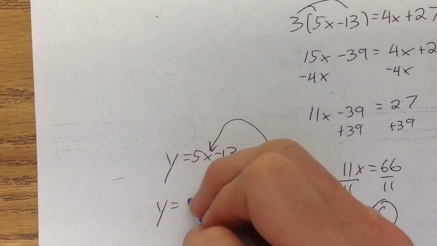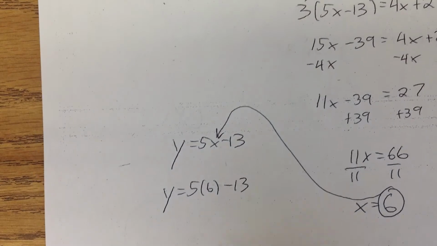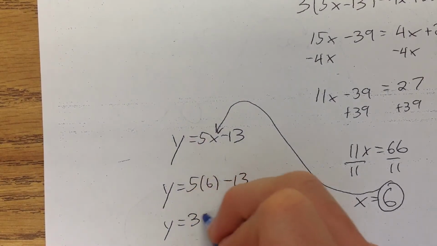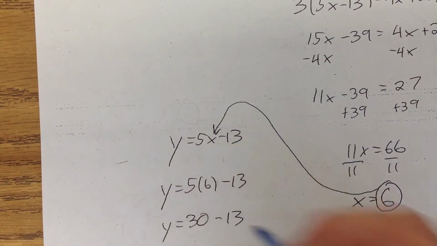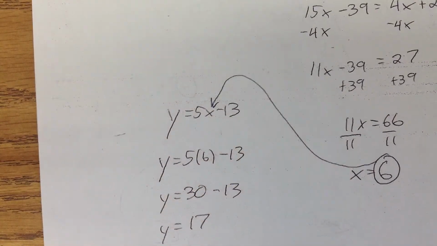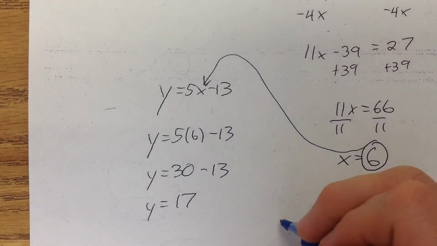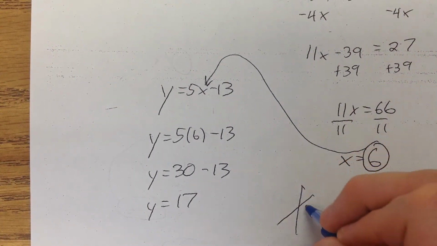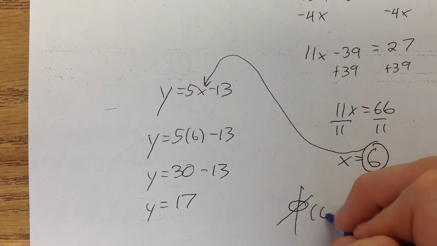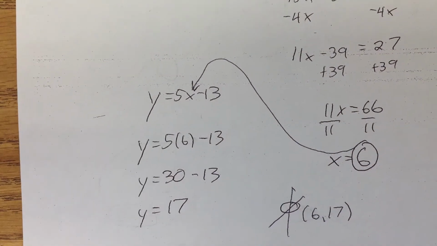So this 6 is going to get substituted back in here. So y equals 5 times 6 minus 13. y equals 30 minus 13. So y equals 17. So again, sound like a broken record here, but if we had two lines, they would intersect at the point 6, comma 17. That's what we're really doing here.